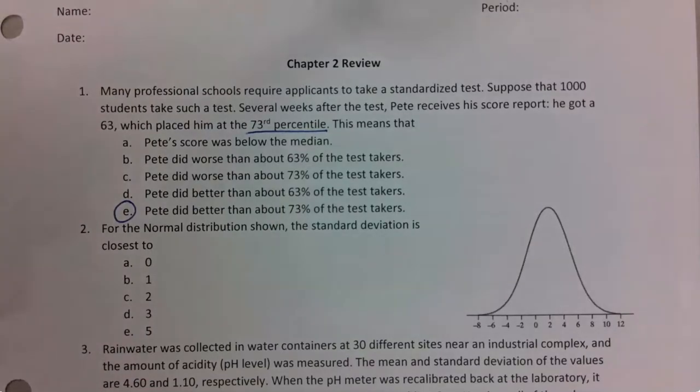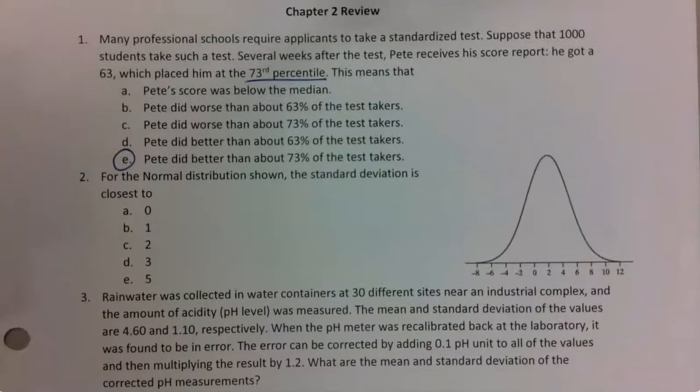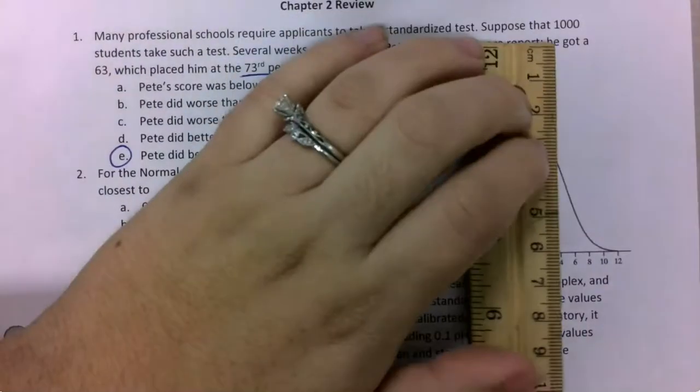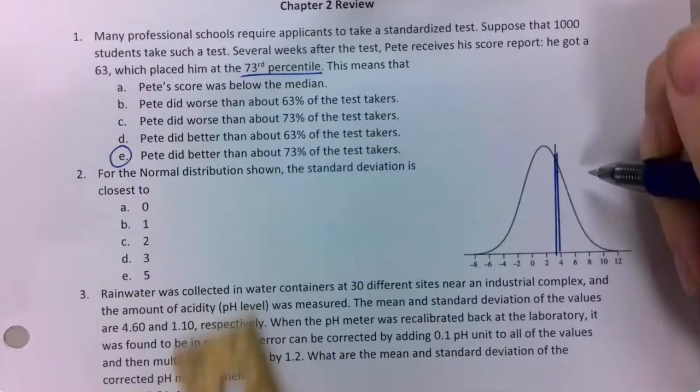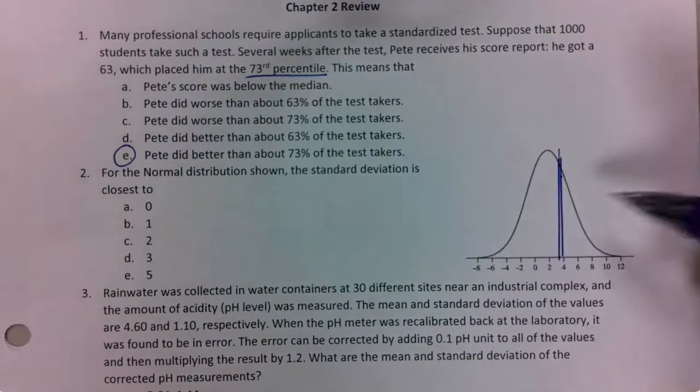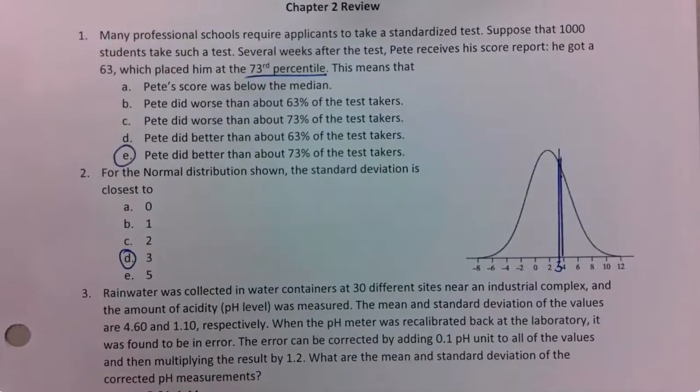Okay. Number 2, for the normal distribution shown, the standard deviation is closest to. On this one, the way you would figure this out is, let me grab my ruler. You want to see right when the peak starts to change. Right here is where the peak starts to dip down. So over here is 3. So our standard deviation is closest to 3, because it's kind of about there. It's the closest number choice I have.